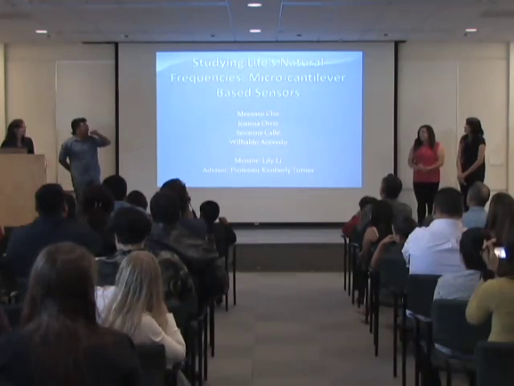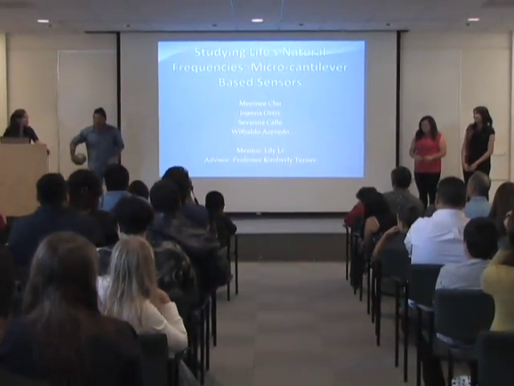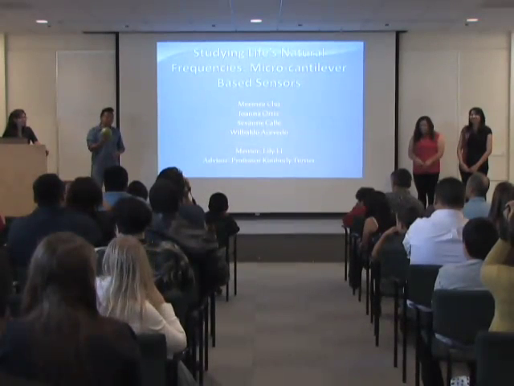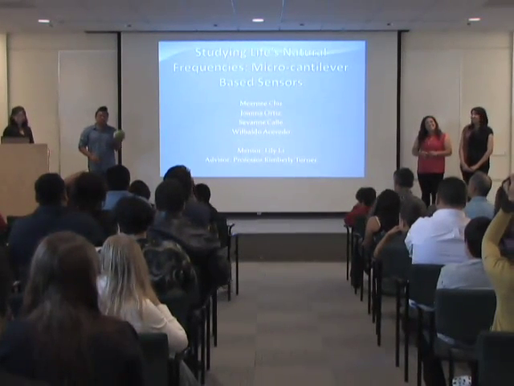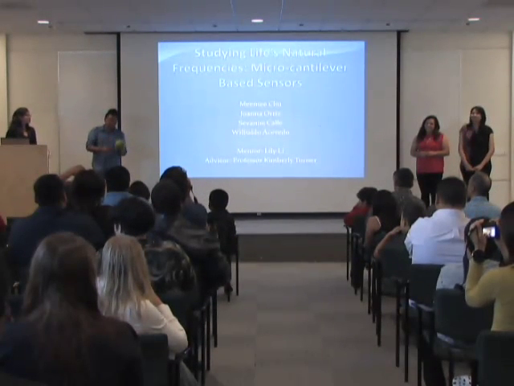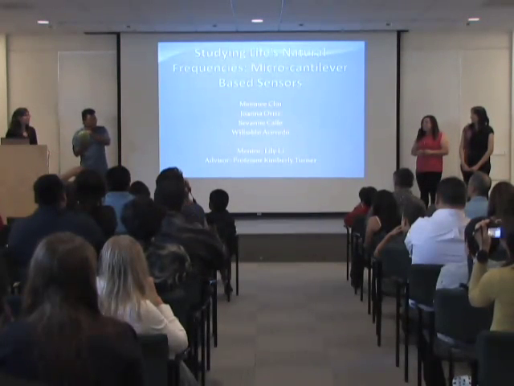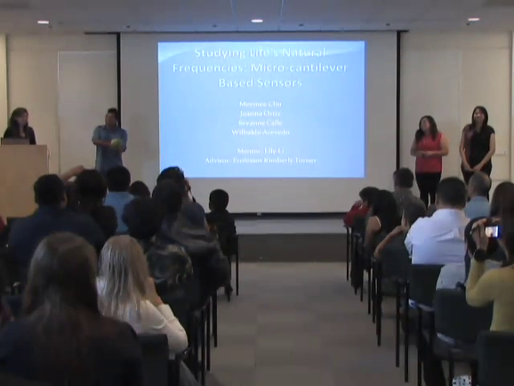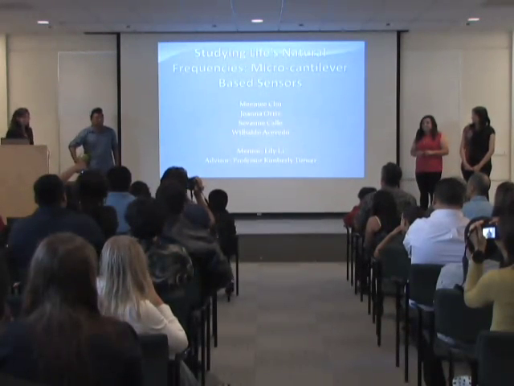And our project is on microcantilever-based sensors. I have with me a mini watermelon. What are some ways in which we can detect this? We can all see it, touch it, if we cut it open, smell it, taste it, maybe even hear it. We all have 5 senses in which we can detect things in this world, but we can't detect everything.